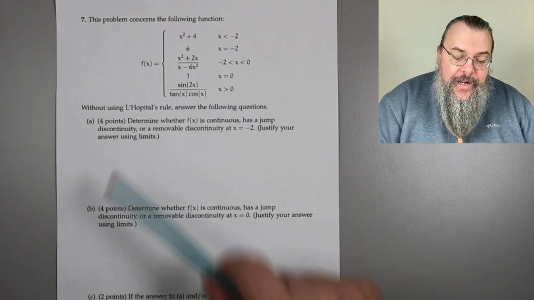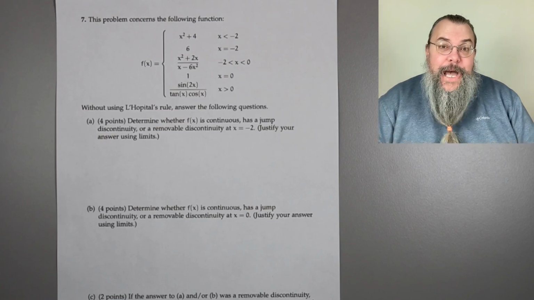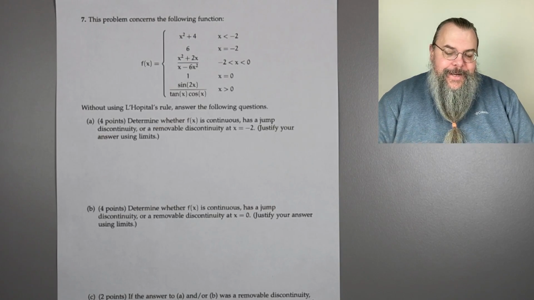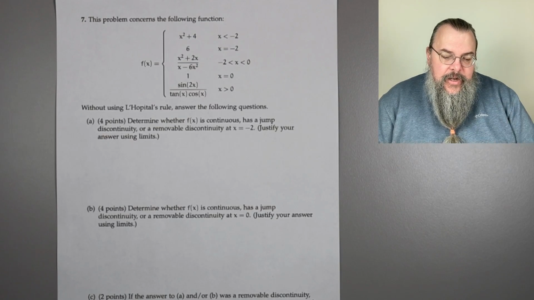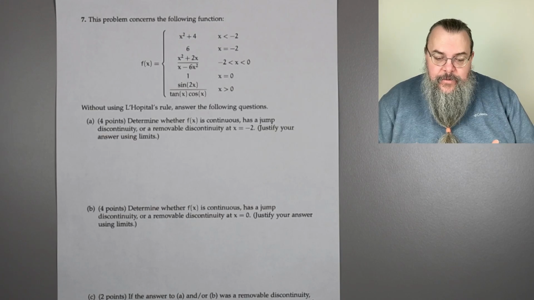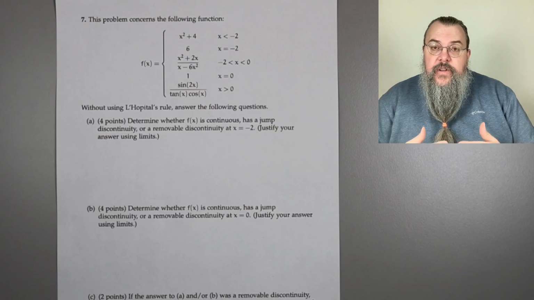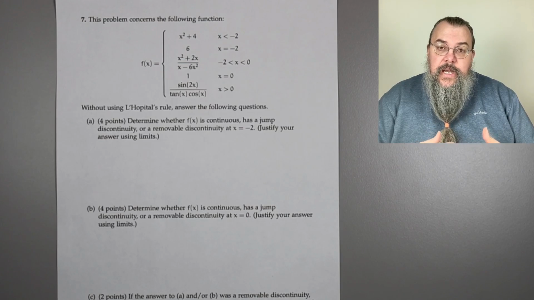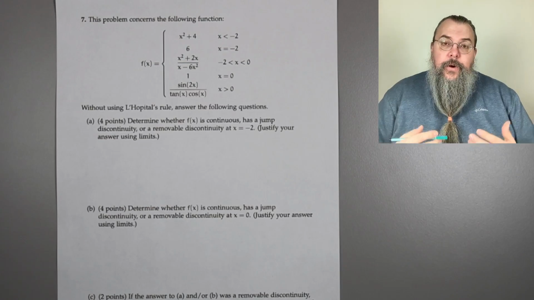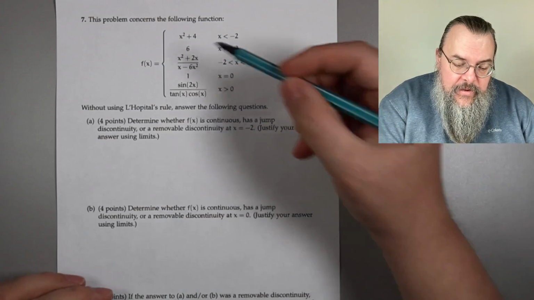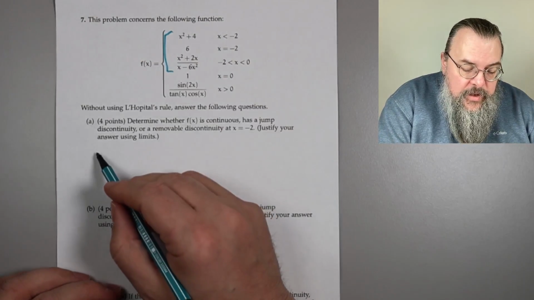Oh, and we're told not to use l'hôpital. Well, we know what that will be later on in the class. But okay, for now, part A. Determine whether f of x is continuous, has a jump discontinuity, or a removable discontinuity at x equals -2. Okay, well, so what do we do? Well, what we're going to do is take a look and say, well, let's look what's happening around -2. And so we're going to look on both sides.